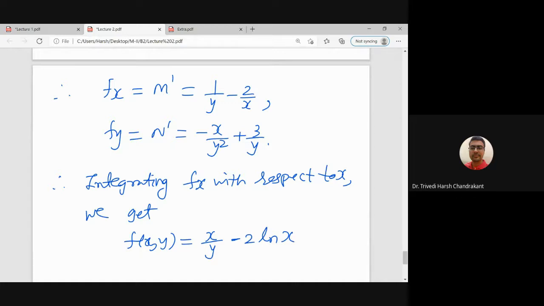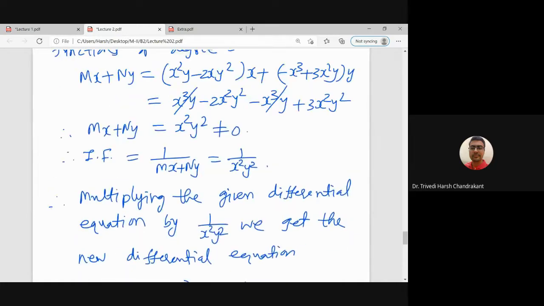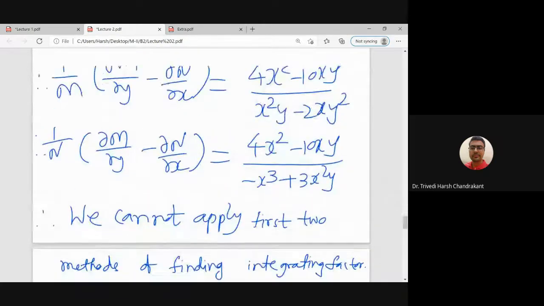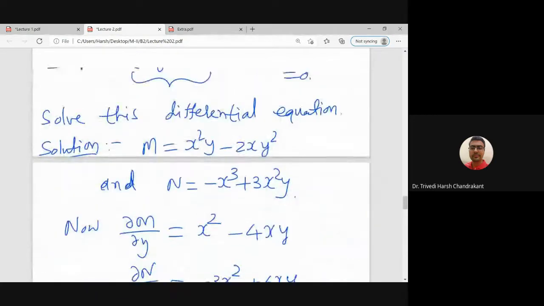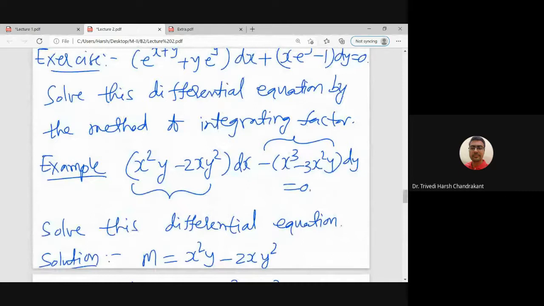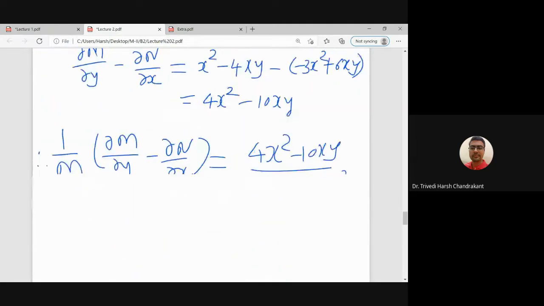Right. So here also, instead of log, we can assume x and y both are positive. Otherwise, the equation will turn out to be in terms of mod x and mod y. So I'm just assuming in the beginning itself that we will be taking x and y positive.